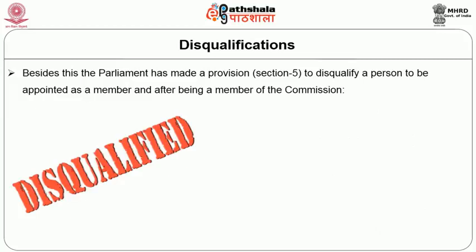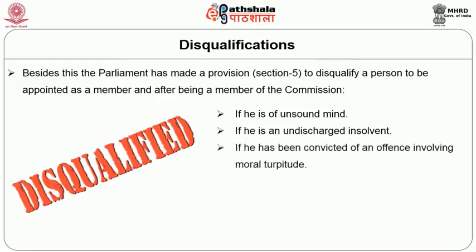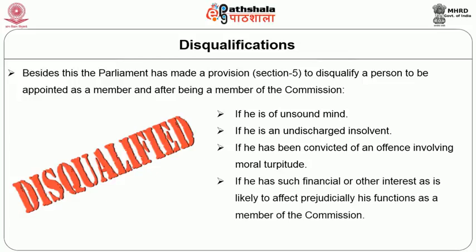Disqualifications. Besides this, the Parliament has made a provision to disqualify a person to be appointed as a member, and after being a member of the Commission, if he is of unsound mind, if he is an undischarged insolvent, if he has been convicted of an offence involving moral turpitude, or if he has such financial or other interests as is likely to affect prejudicially his functions as a member of the Commission.